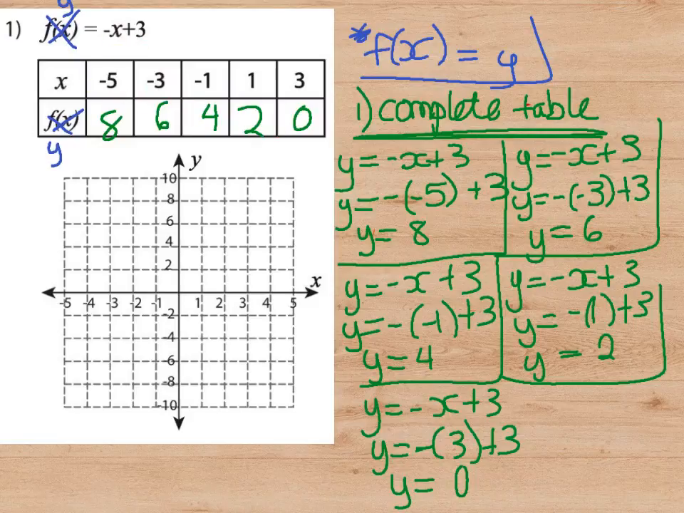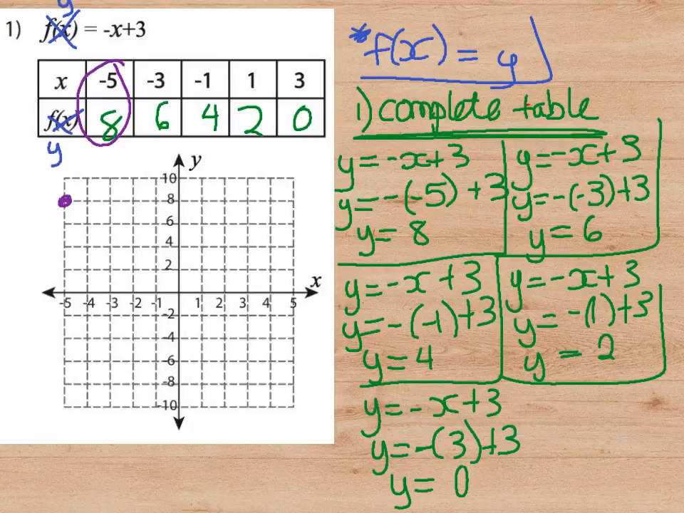Step 2, plot your points. So let's start with this one here. Let me change colors. Purple again. So starting with the first one here, when x is negative 5, y is 8. So here's x at negative 5 and y is 8. So up here we have a point.